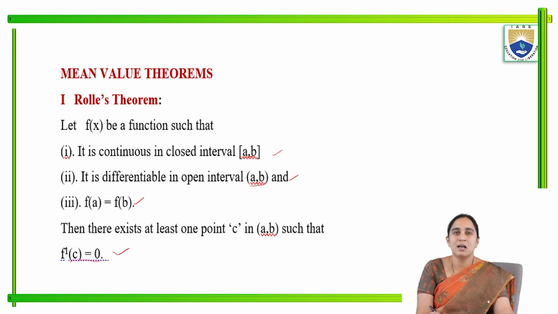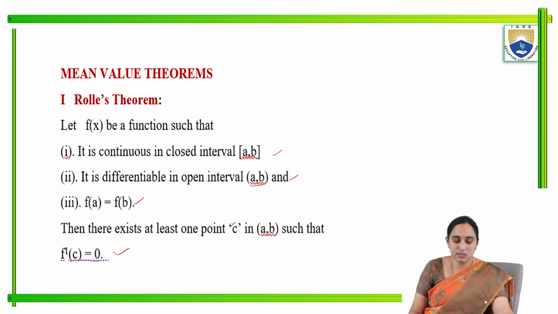Already we discussed in the last class what continuity and differentiability are. You have to apply that concept here. If the given function is continuous in the closed interval a comma b, and it is differentiable in the open interval a comma b, and the third point, f of a is equal to f of b, if the three conditions are satisfied, then there exists at least one point c in a b such that f dash of c is equal to 0. From that we get one point c. This is the statement of Rolle's theorem.